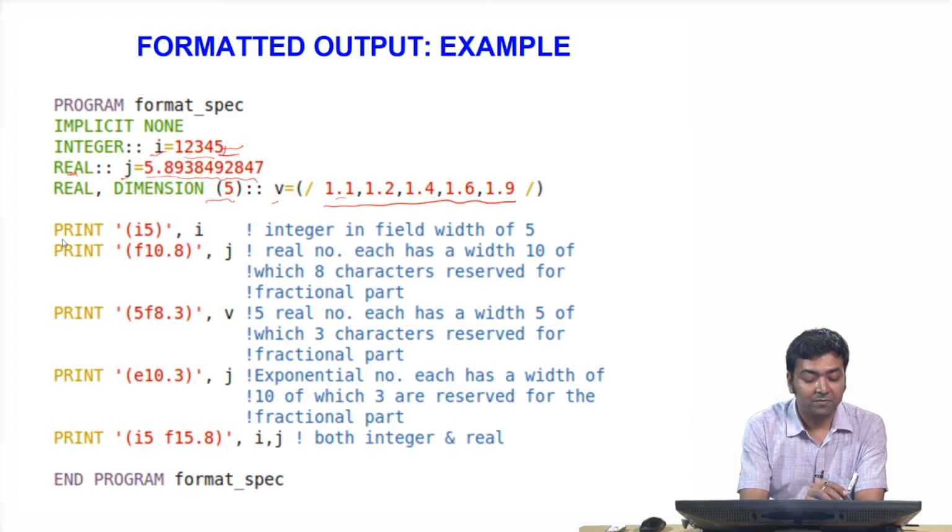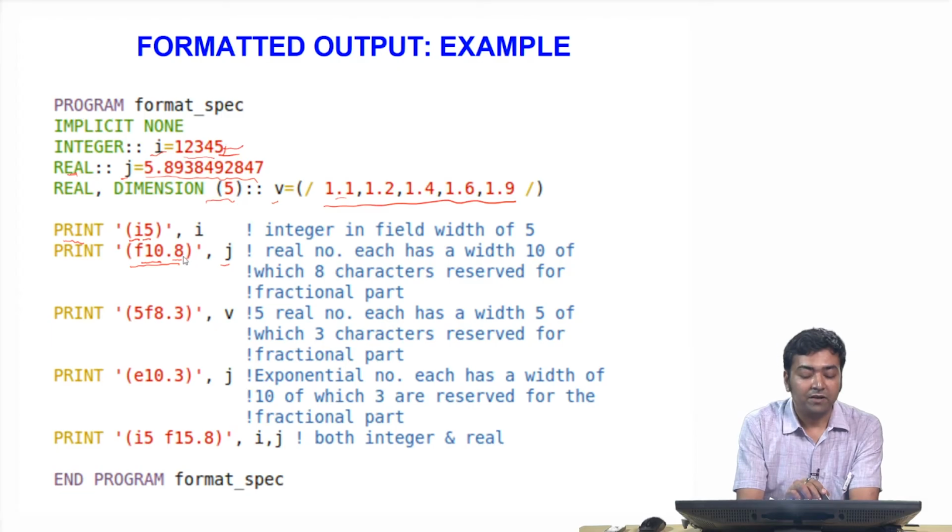The first print statement which I have here tells me that I want to write an integer which will occupy 5 places, and that integer variable name is I. Similarly, for j, which is a real number, I use this format statement which tells me f means it is a real number, and then I want to reserve 10 places for that, and the number 8 after this dot tells me that I will write 8 places after the decimal.